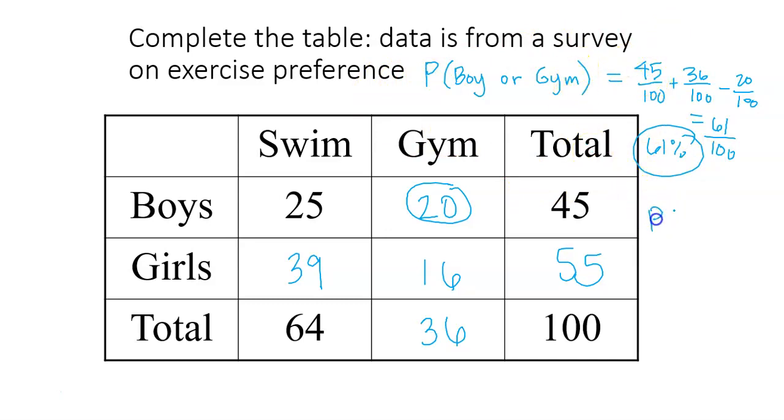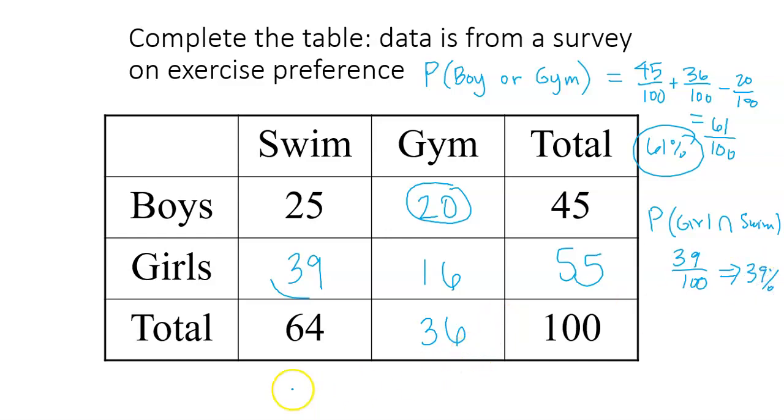The probability that they are a girl and, the intersection, they prefer to swim. Remember, if it's and, or that intersection, that one means they have to be both. The person that I draw out, what's the probability that they are both a girl and they prefer swimming? So that would just be the intersection of swim and girl, which would be 39 out of 100, which is 39%.